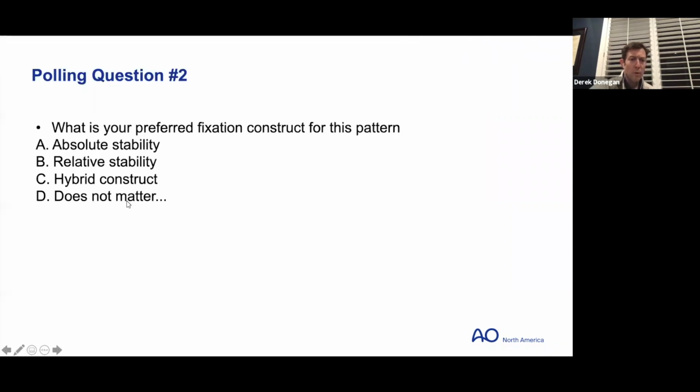So we'll launch the next poll question. So how are we going to fix this fracture? What's our preferred fixation construct? Absolute stable construct, relative stable, some kind of hybrid, doesn't really matter as long as we're protecting them. Great. So, interesting, kind of a mix across the board. 40% for absolute, 32% for relative stability, 24% for a hybrid construct, 3% for doesn't matter. So we can close that out.